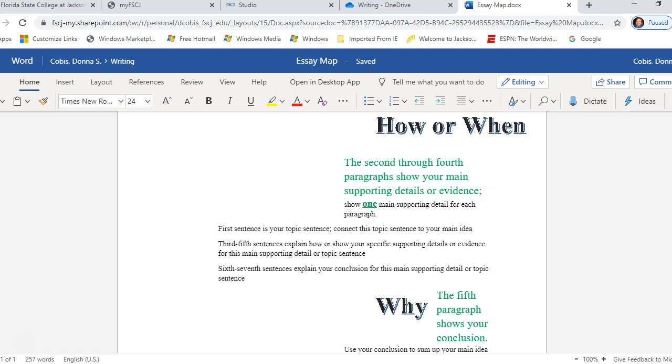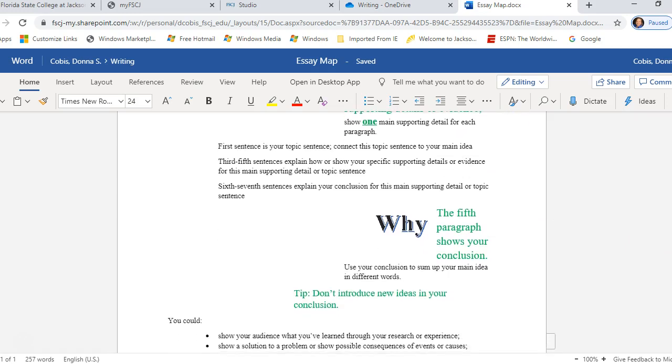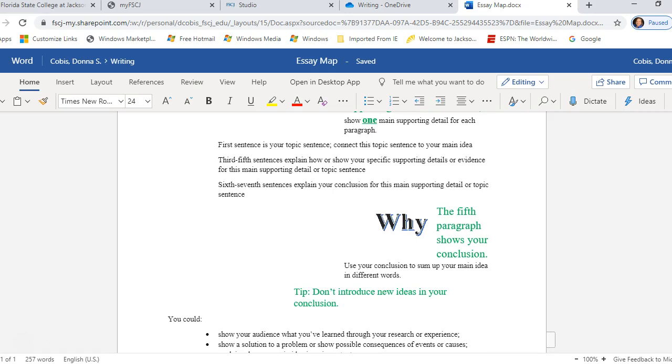The last paragraph will be your conclusion. This is where you'll want to sum up your main idea, while you'll want to explain why your point, your main idea, is so important. One thing that you want to do is not include new ideas in your conclusion. You want to continually connect your point to your main idea.